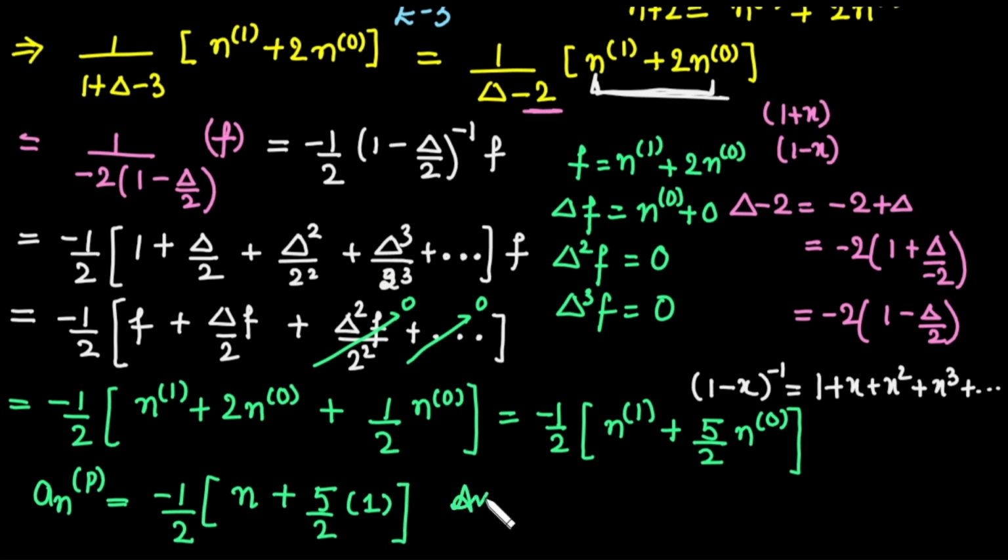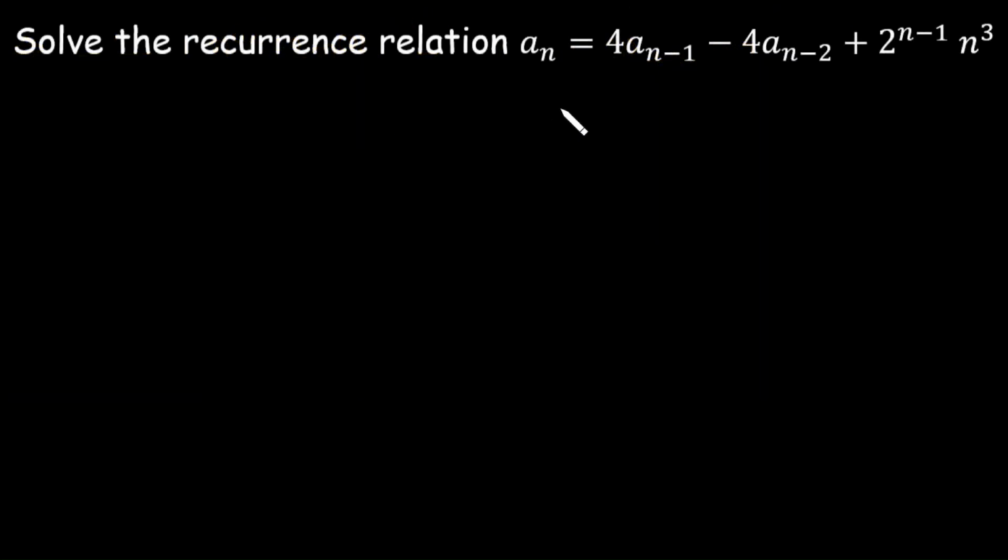So that is the final particular solution in this case. And the general solution in this case is equal to homogeneous solution plus particular solution. Taking the next example, we need to solve this recurrence relation.